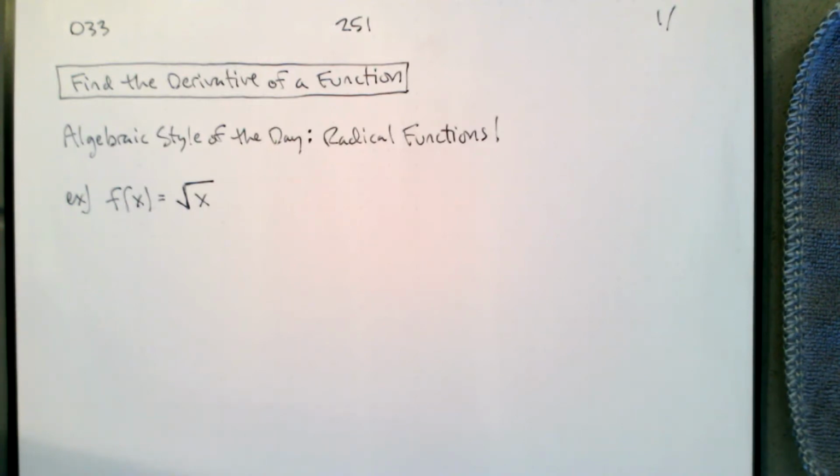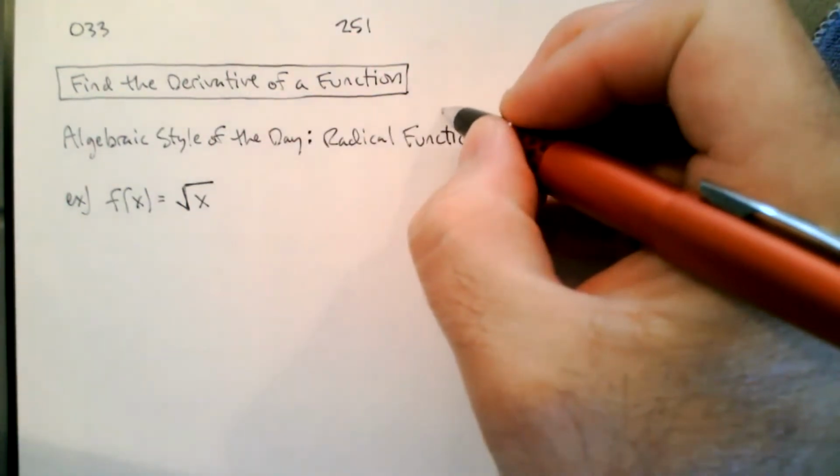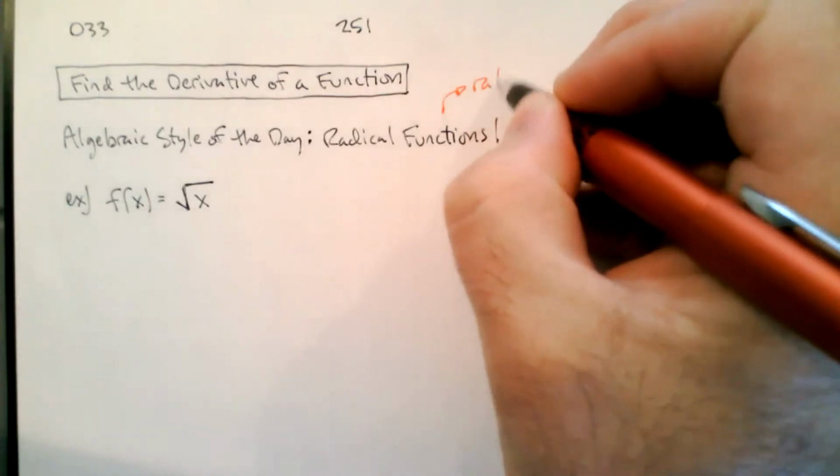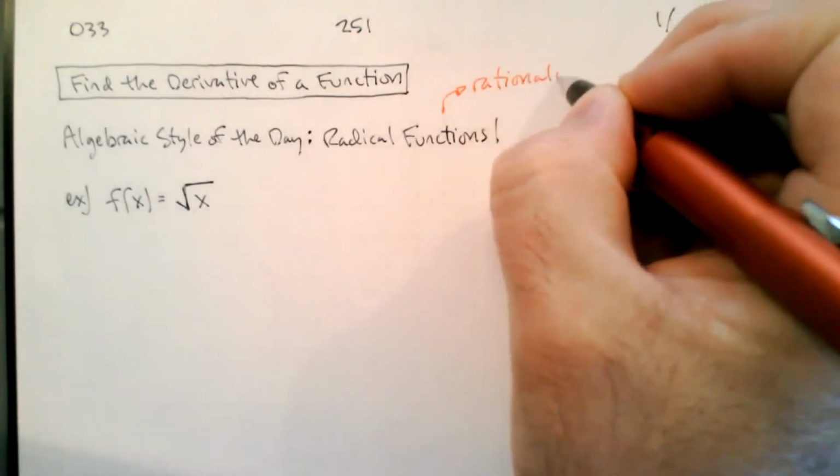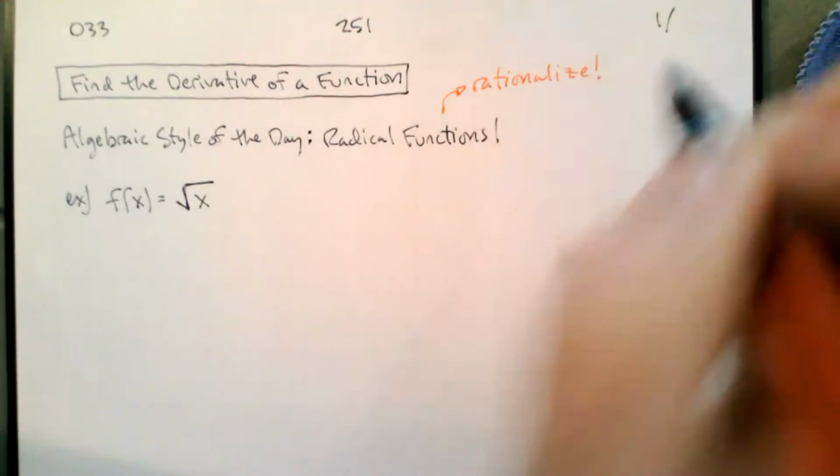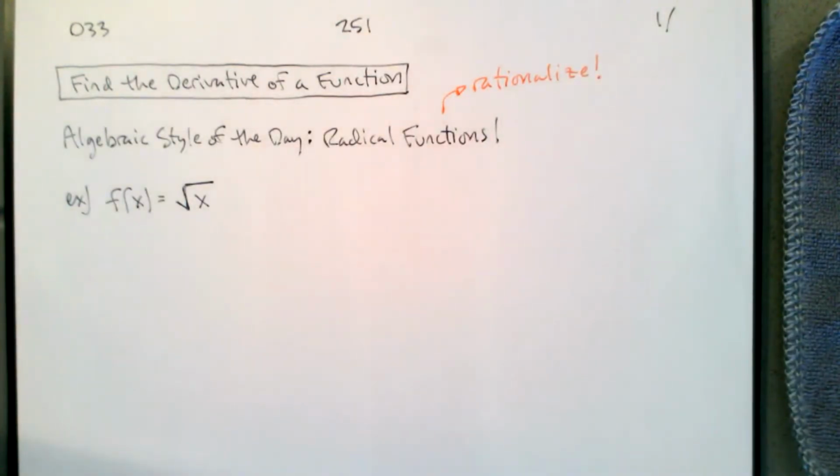All right. Today, we want to put radical functions into the definition of the derivative and then do some algebra stuff to cancel out the h in the denominator. The algebra stuff that we need when we're dealing with radical functions is rationalize. We need to be able to rationalize.